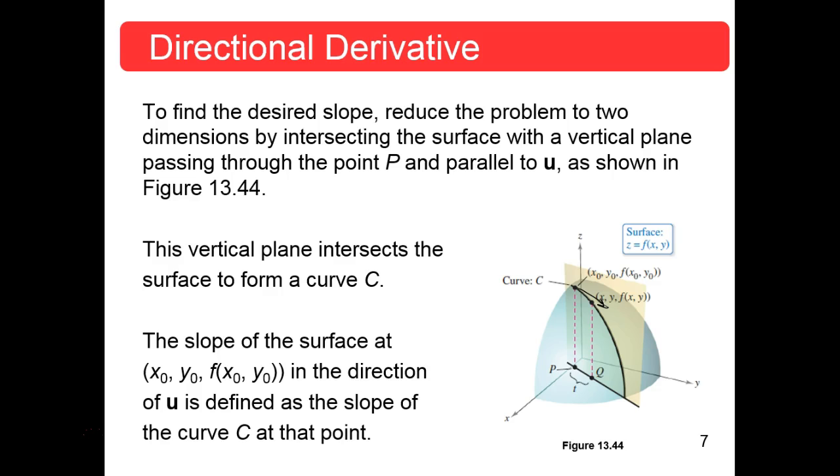Now, that point Q is actually going to be a variable point, x y, f of x y, where the point P is a fixed point at x0, y0, and f of x0, y0, which is the z value at that point. The Q point is going to be your variable point, and for right now, it's going out along the intersection of that plane with the surface z.